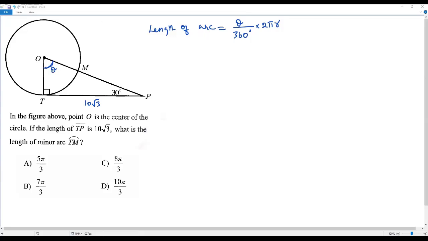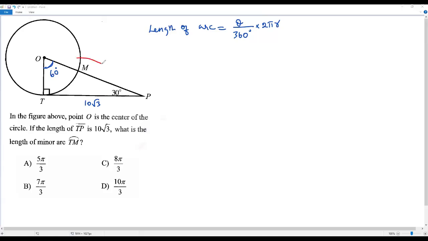Okay, so how do we get this angle theta, that is the central angle of the arc TM? Now let's consider triangle OTP over here. In this triangle, it is given that there is a right angle over here, and the angle measure over here is 30 degrees. Then what must be the angle measure over here? It has to be 60 degrees, because in any triangle, the three interior angles add up to 180 degrees. Here it's a right angle, it's 90, and this is 30. So these two angles add up to 120, and the measure of the third angle must be 60, so that these three angles add up to 180.